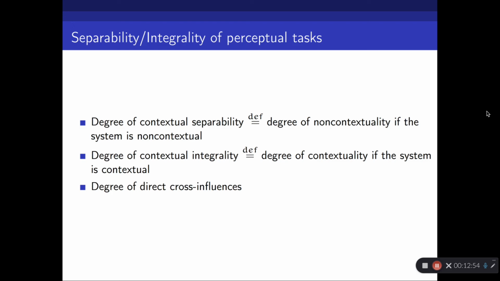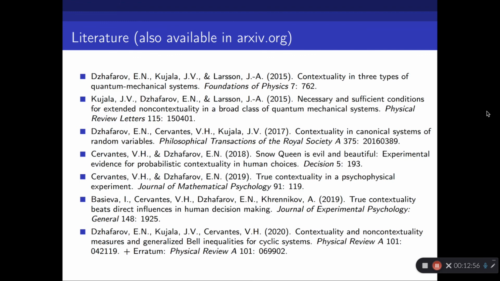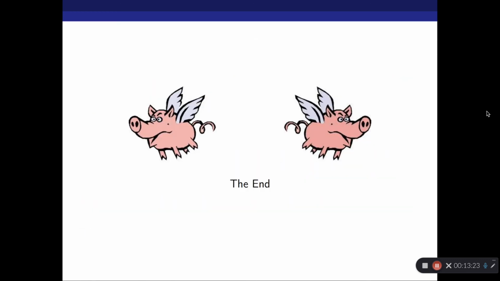Of course, separability and integrality of perceptual tasks is not the only advantage offered by the notion of contextuality and non-contextuality. Unlike the notion of selective influences, contextuality and non-contextuality applies to designs very different from the factorial one I considered in this talk. If interested, you can find the theory and applications of the contextuality analysis in these papers. That's all.